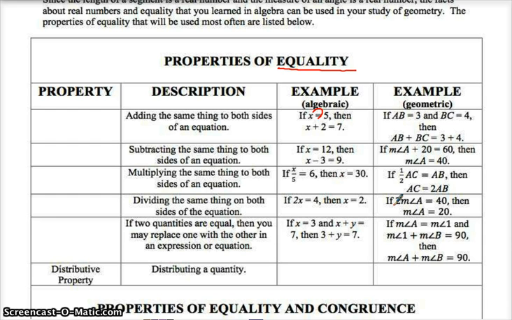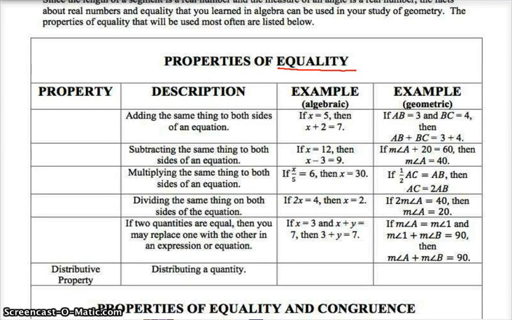Now, I will not require you to name, like, the transitive property of equality or the transitive property of congruence. I will only have you write transitive property. Your math teacher might have you do something different, but for my students, you don't need to distinguish between the two. Okay, so let's look at this first example.